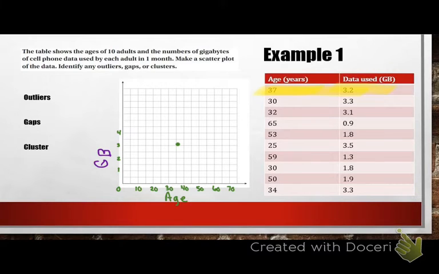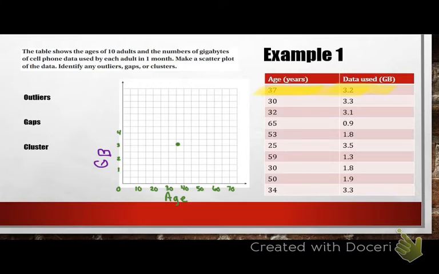All right, so I go over just past the 35, and then I go up just above the 3 to plot about 3.2. So I follow the age, and then I go up to their usage, which was about 3.2. I'm going to do that for all 10 users.